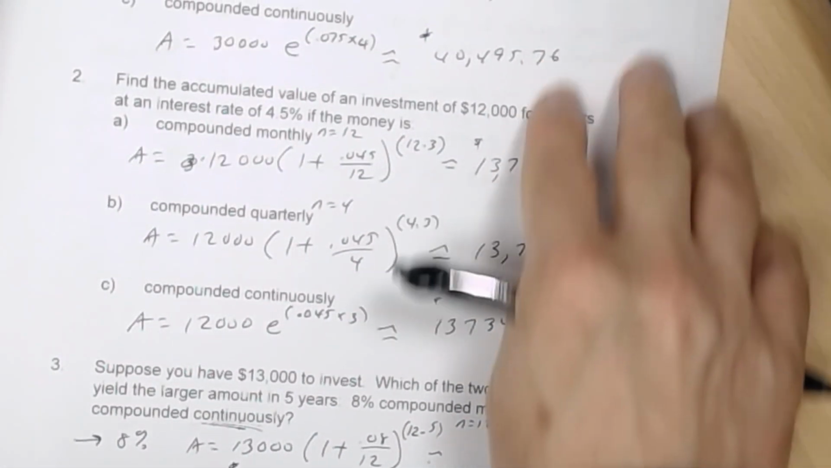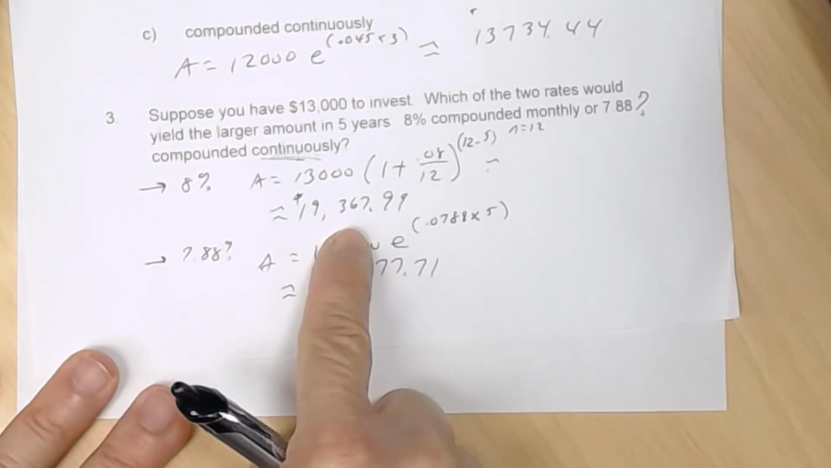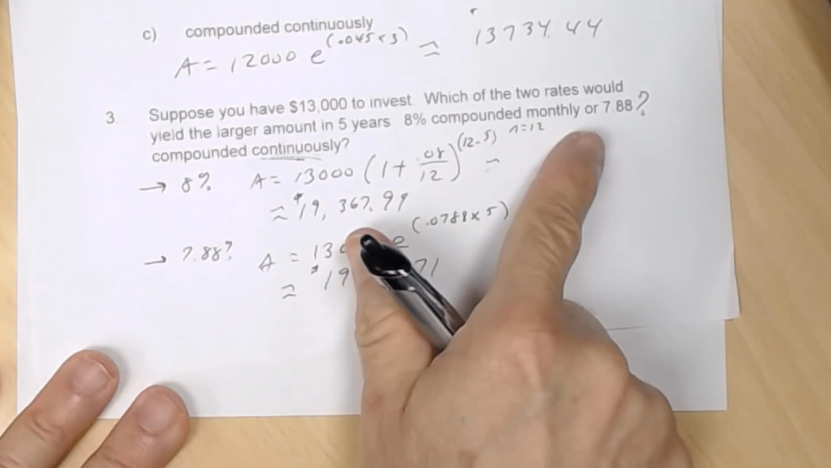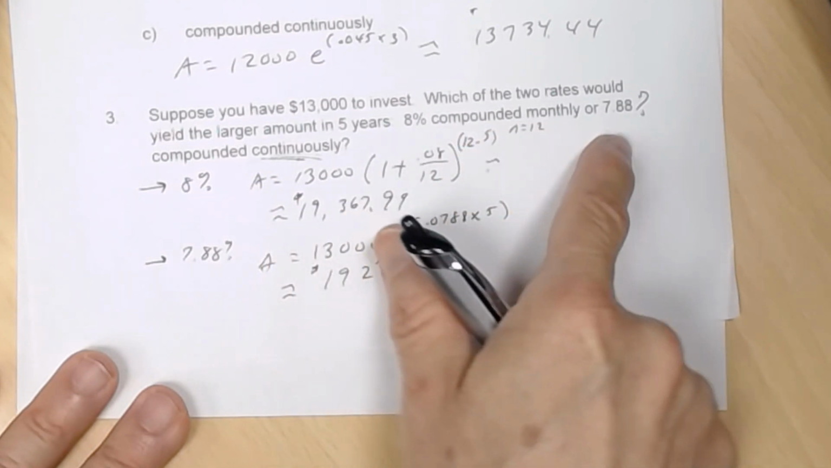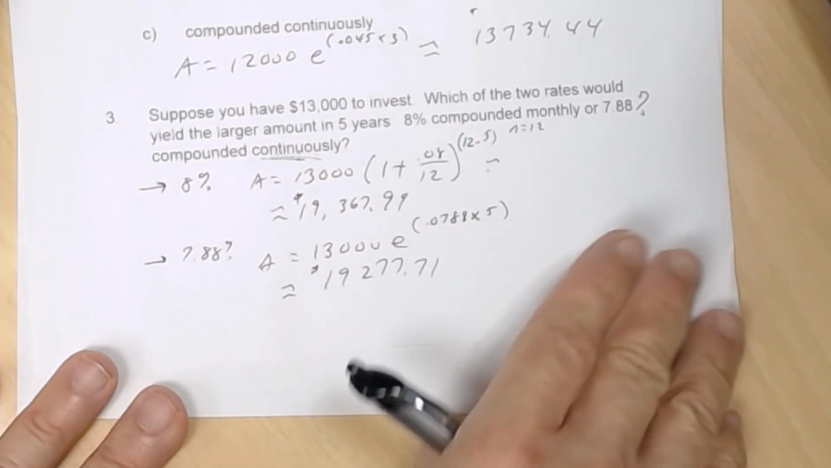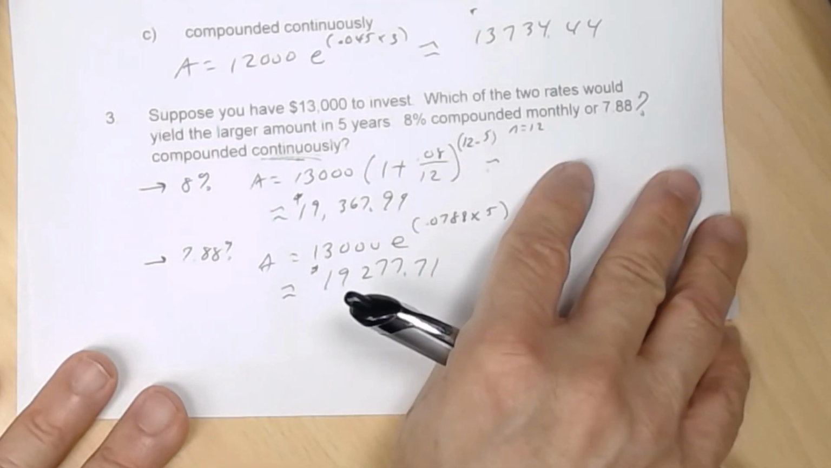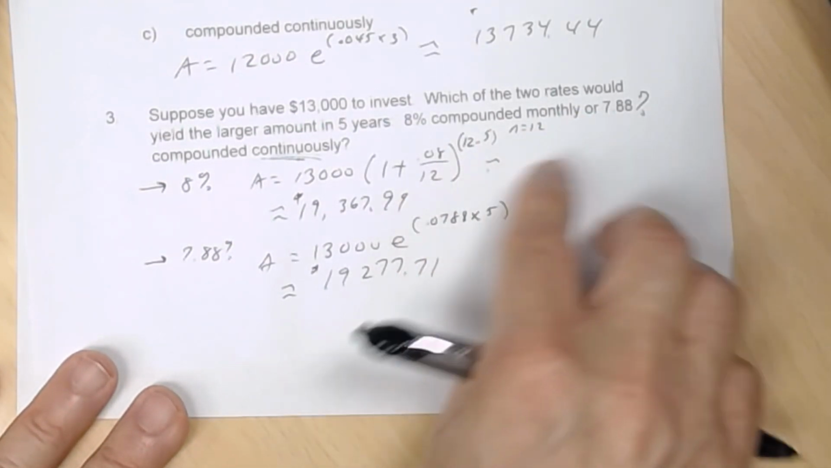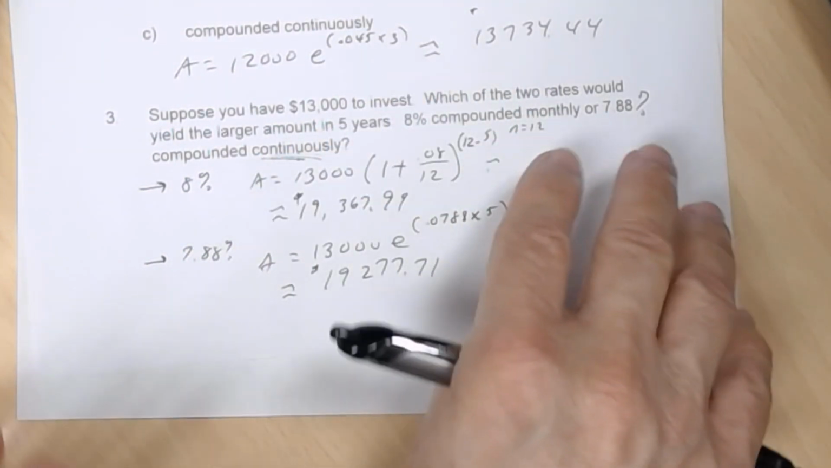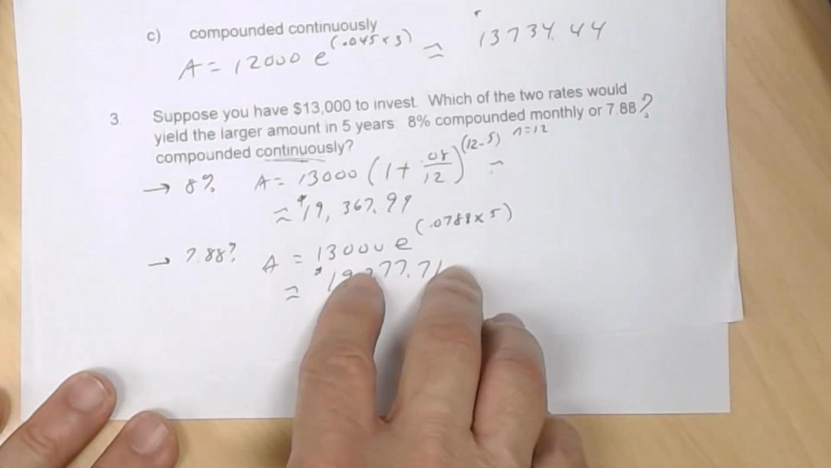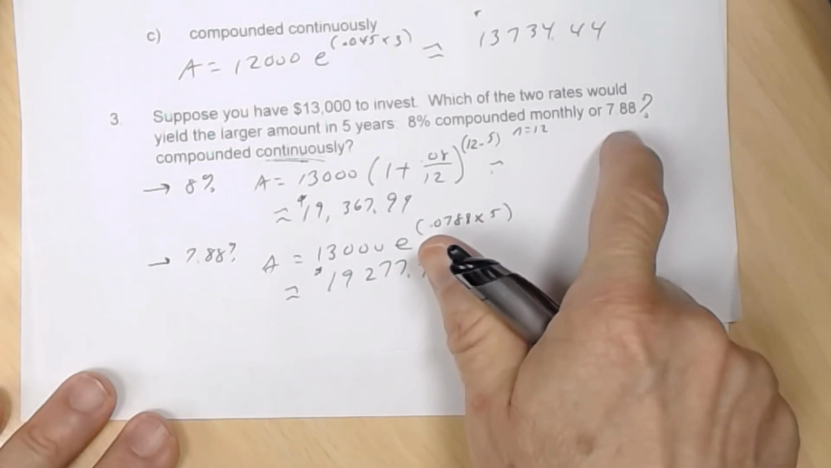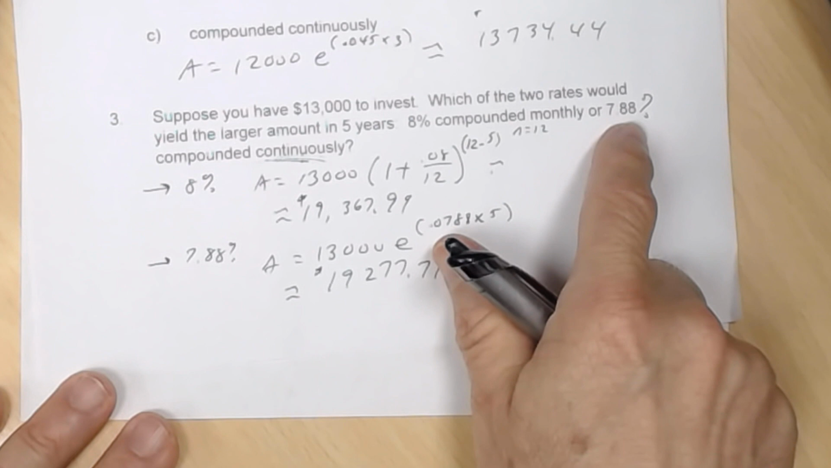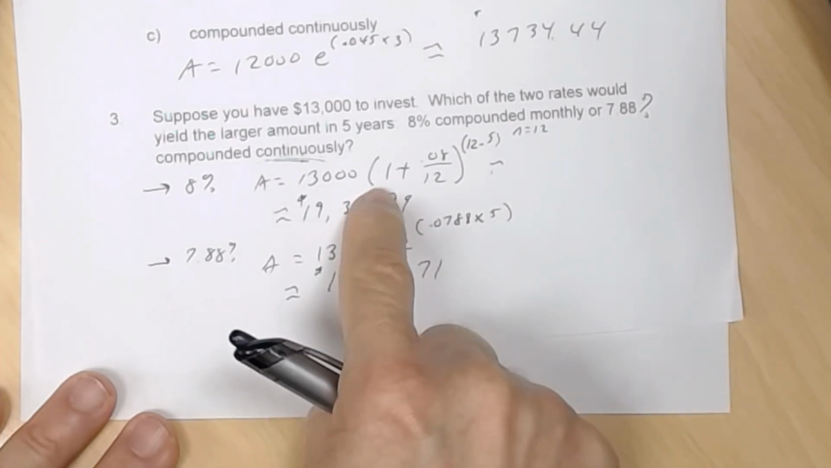All right, now here's the question. Why is it that in these, the continuous part was always the larger, and in this one it's smaller? Why is that? Well, because the interest rate is different. This says 8% compounded monthly, and this says 7.88% compounded continuously. If you're looking at two different interest rates, don't always assume that continuously will always give you more. It depends on the interest rate. So if this was a little bit closer to 8, like let's say 7.9 something, then this would probably be a lot more than this.